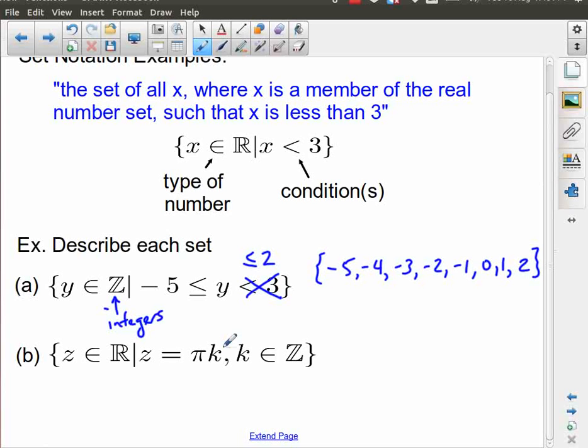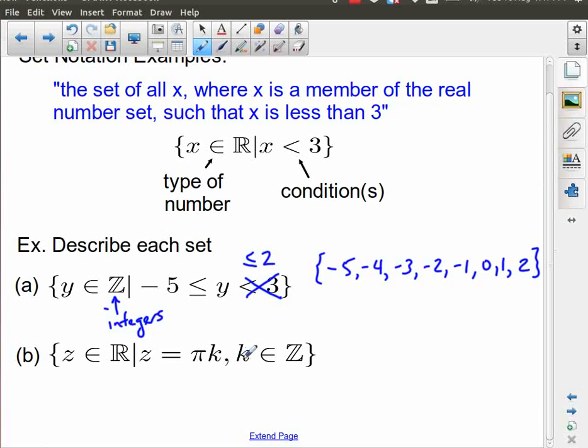K, well, I need to define K. I need to give some definition for that. And you can see I've included that here. You can typically use commas to separate multiple conditions. And here I say K is a member of, once again, this stylized Z, integers. K is a member of the integers. So let's think about that. Well, what's an integer value? 0, 1, 2, 3, 4, 5, -1, -2, -3.